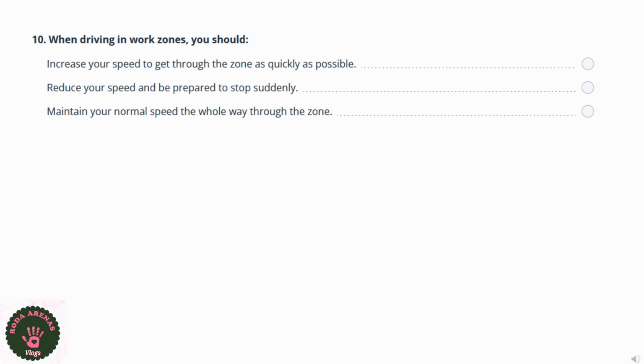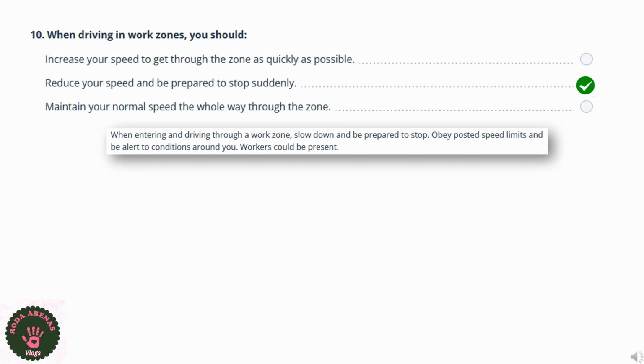When driving in work zones, you should increase your speed to get through the zone as quickly as possible. Reduce your speed and be prepared to stop suddenly. Maintain your normal speed the whole way through the zone. The correct answer is reduce your speed and be prepared to stop suddenly.